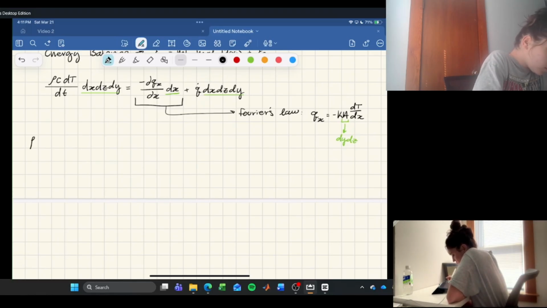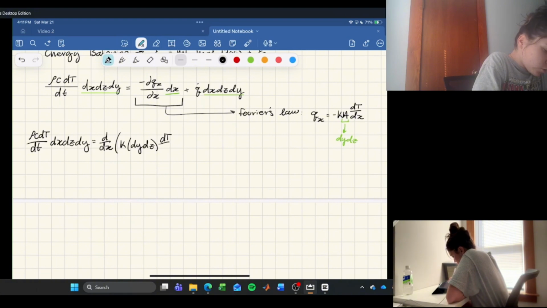So let's rewrite this. There's no change over here. This part is going to be d over dx times the thermal conductivity times the area, which we just said was dy dz, times the change in temperature over the change in position. And then the generation is still the same.